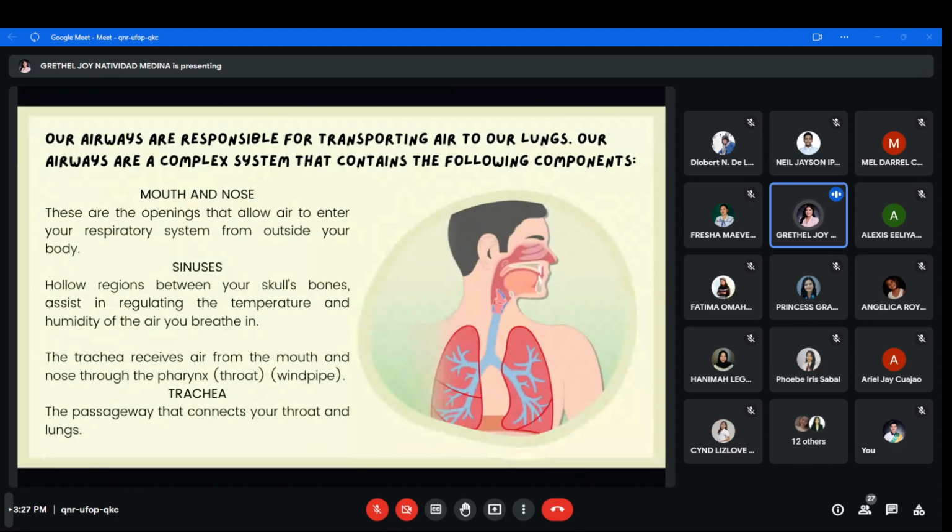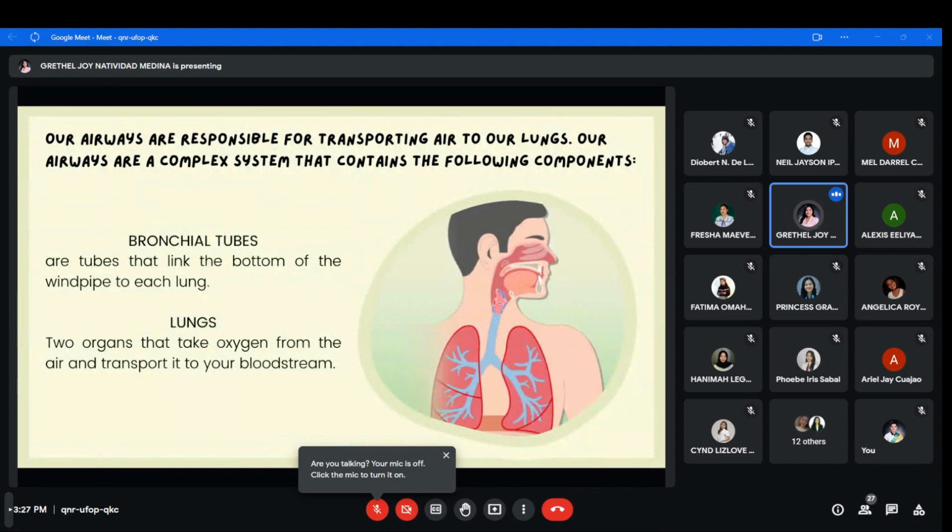Second, we have the sinuses. It is a hollow region between our skull's bones that helps regulate the temperature and humidity of the air we breathe in. The trachea receives air from the mouth and nose through the pharynx. The trachea is the passageway that connects our throat and lungs.